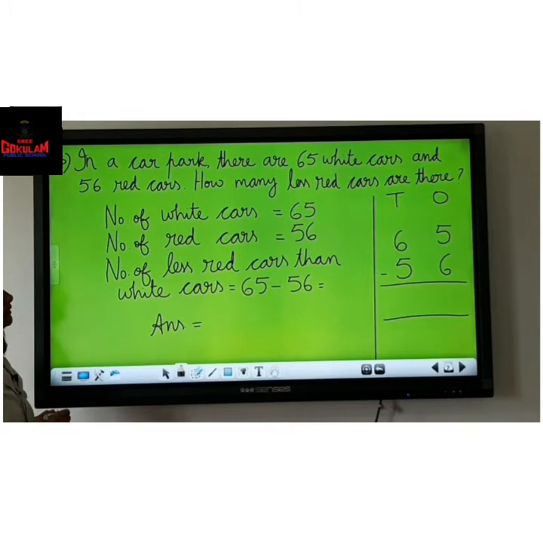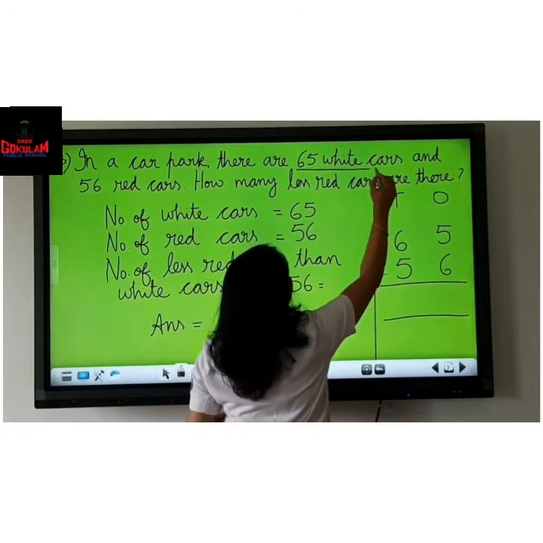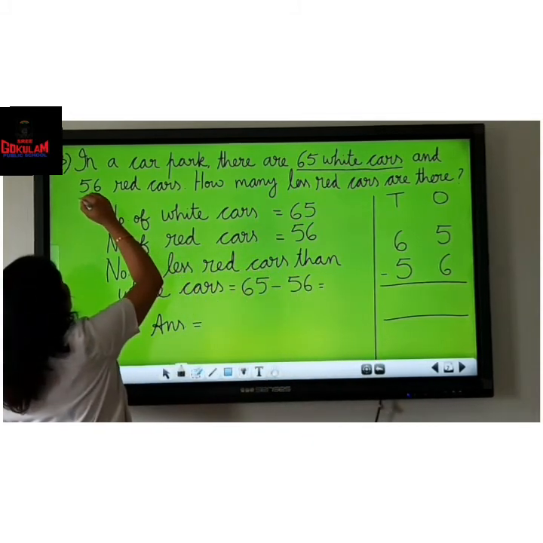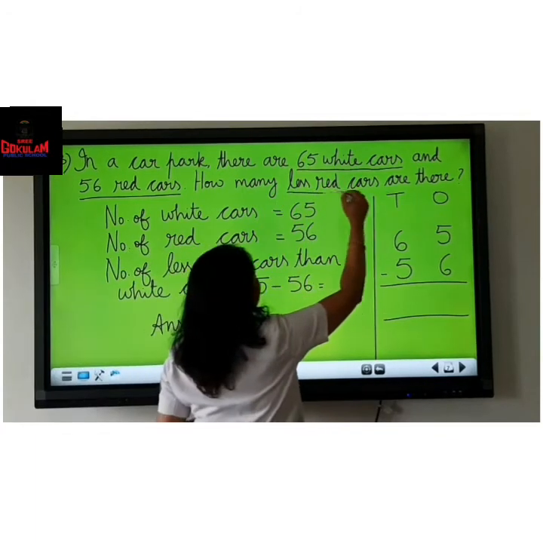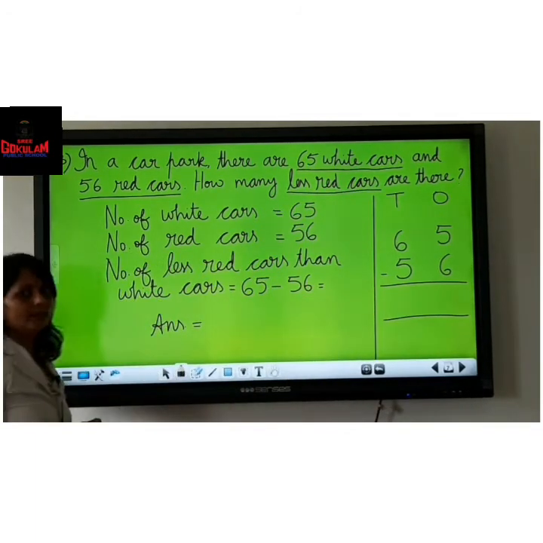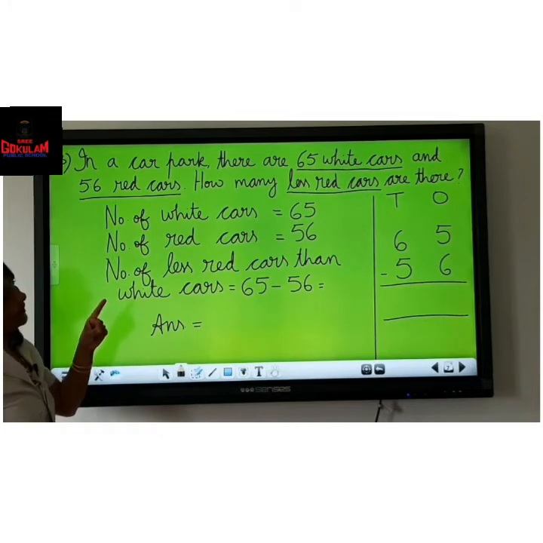In a car park, there are 65 white cars and 56 red cars. How many less red cars are there? That is the question. Remember, which cars are less? Red cars. Then let us write the statements.